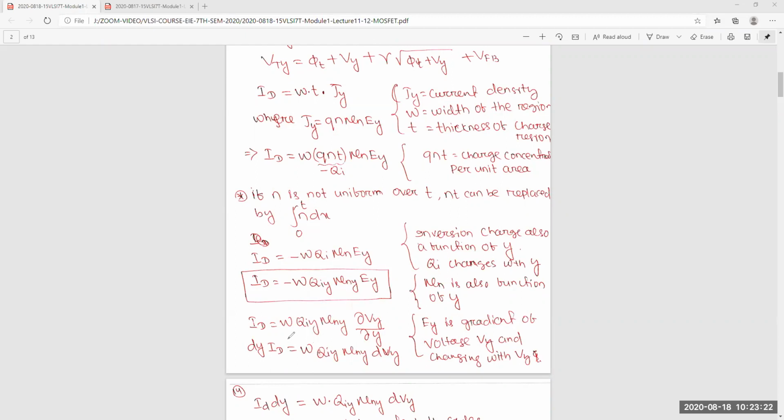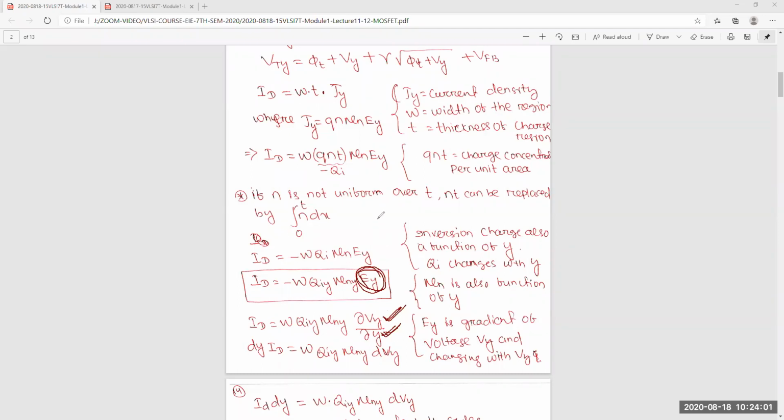Okay. So now I_D is equal to this. So now this electric field, what is that electric field? It is the change in voltage with the change in distance in that region. So it is the gradient of voltage V_y, changing with y. So you can put this in the place of the electric field, because the electric field in that region is nothing but the change in V_y with the distance.